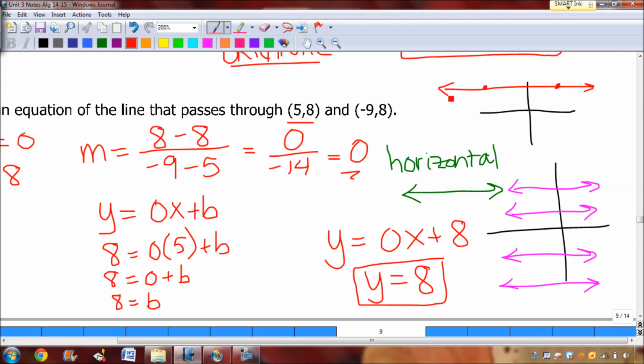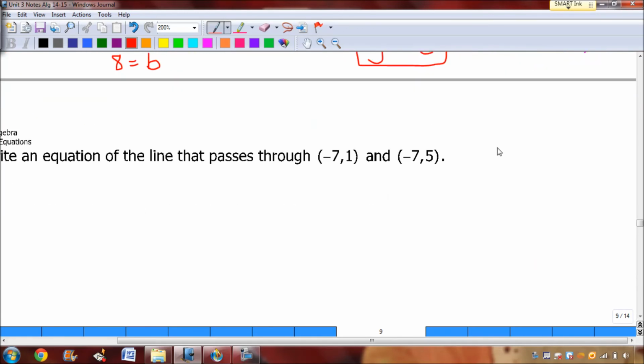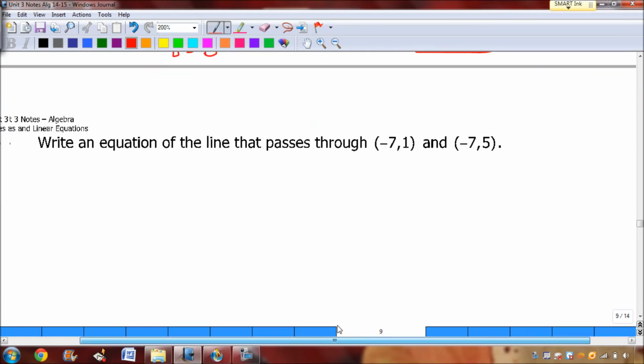Now, the parallel line does not go through the x-axis at all. It only goes through the y-axis. What point does it go through the y-axis at? It goes through the y-axis at 8 because this value here is 8, this value here is 8. Every single y value on this line is 8. So the equation of the line is that y will always equal 8. Okay? All right, keep that in mind for the next question.